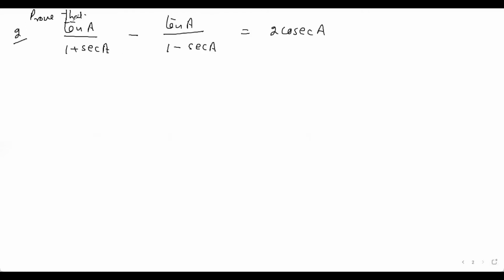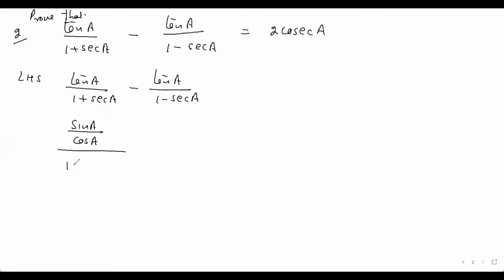Now let me do the second sum. You have to prove tan A upon 1 plus sec A minus tan A upon 1 minus sec A is equal to 2 cosec A. So this is its left hand side. Change tan A to sin A upon cos A upon 1 plus 1 upon cos A, minus sin A upon cos A upon 1 minus 1 over cos A.